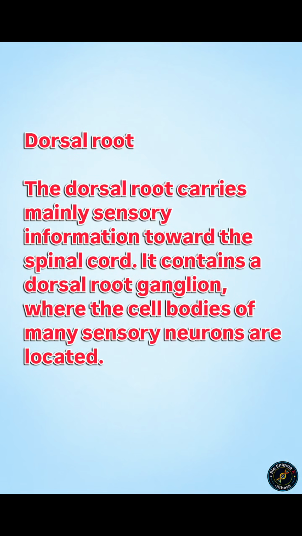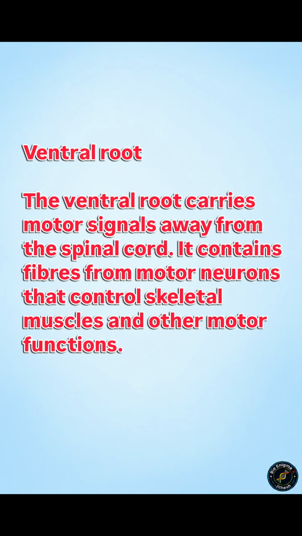Dorsal root. The dorsal root carries mainly sensory information toward the spinal cord. It contains a dorsal root ganglion, where the cell bodies of many sensory neurons are located. Ventral root. The ventral root carries motor signals away from the spinal cord. It contains fibers from motor neurons that control skeletal muscles and other motor functions.